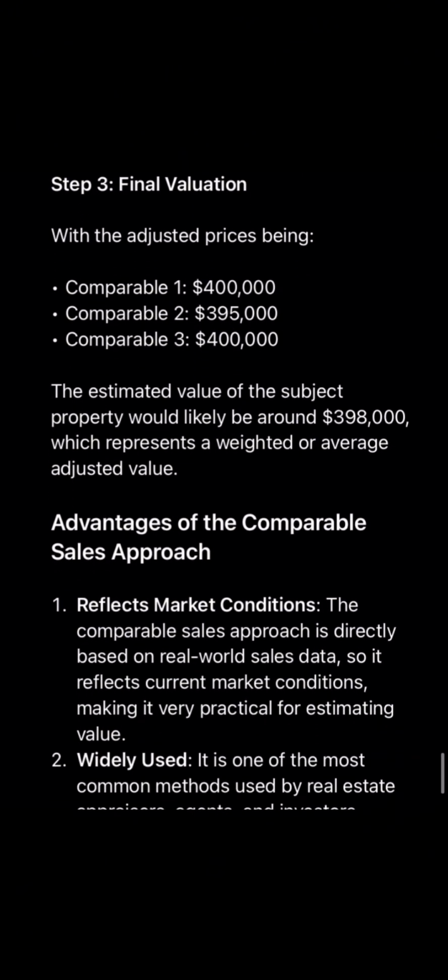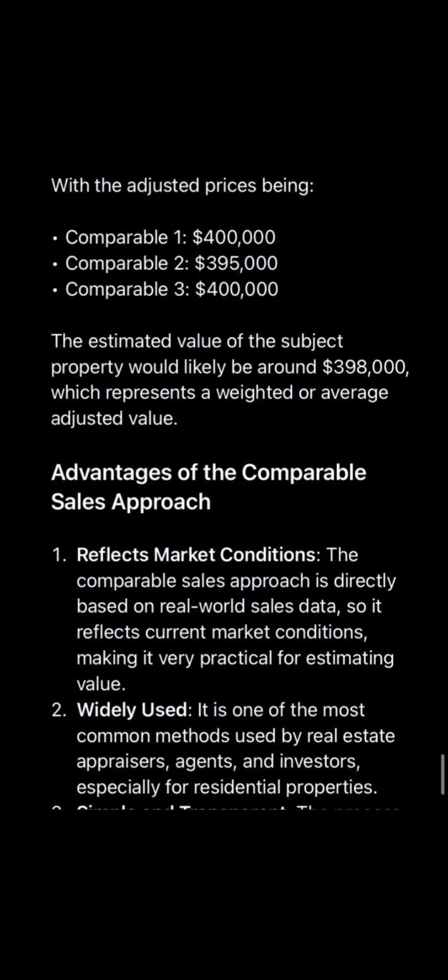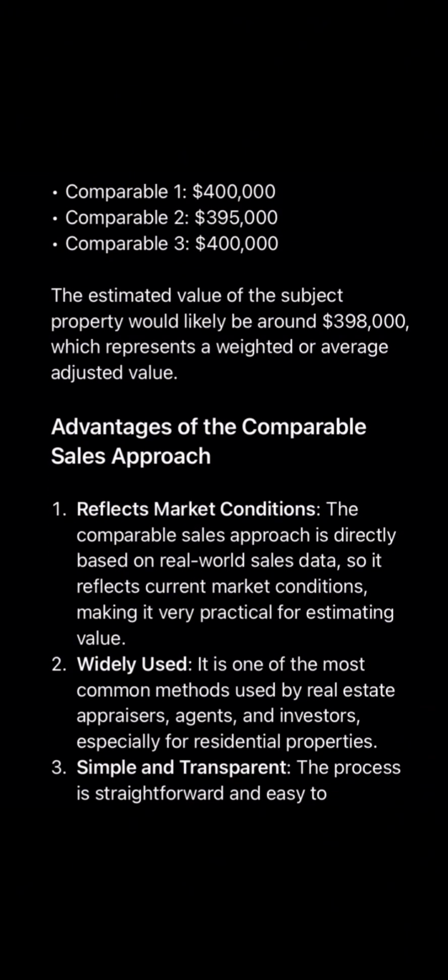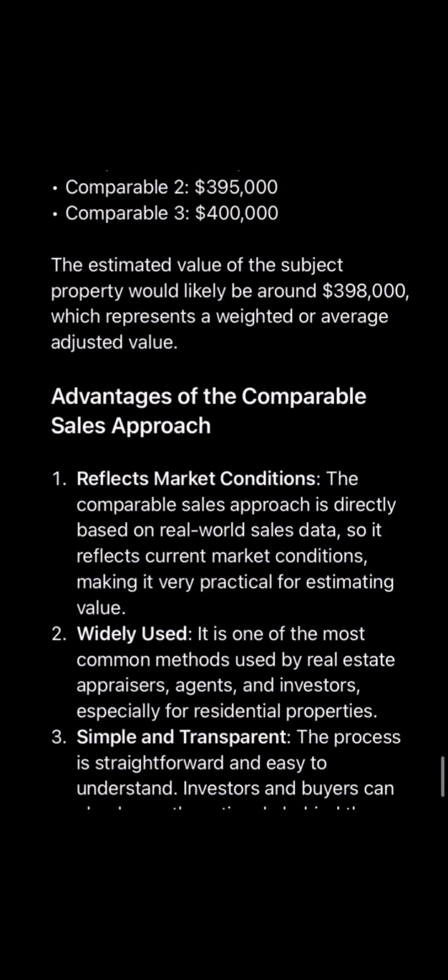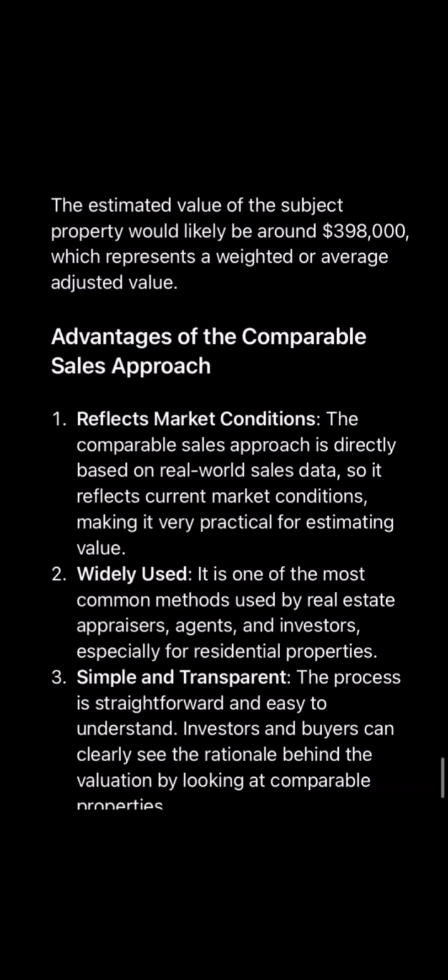Step 3. Final valuation. With the adjusted prices being comparable 1, $400,000, comparable 2, $390,000, comparable 3, $400,000. The estimated value of the subject property would likely be around $398,000, which represents a weighted or average adjusted value.